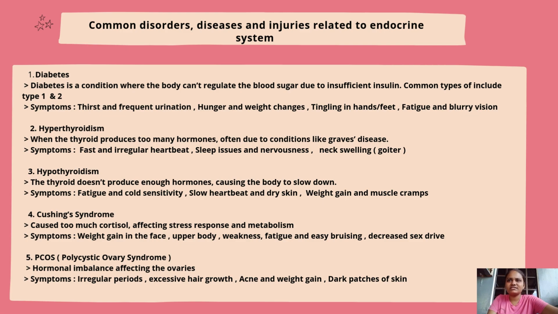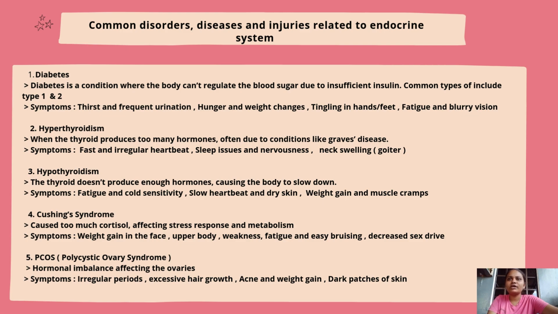These are the common disorders, diseases, and injuries related to the endocrine system. Diabetes. Diabetes is a condition where the body cannot regulate blood sugar due to insufficient insulin. Common types include type 1 and type 2. Symptoms are thirst and frequent urination, hunger and weight changes, tingling in hands or feet, fatigue, and blurry vision.